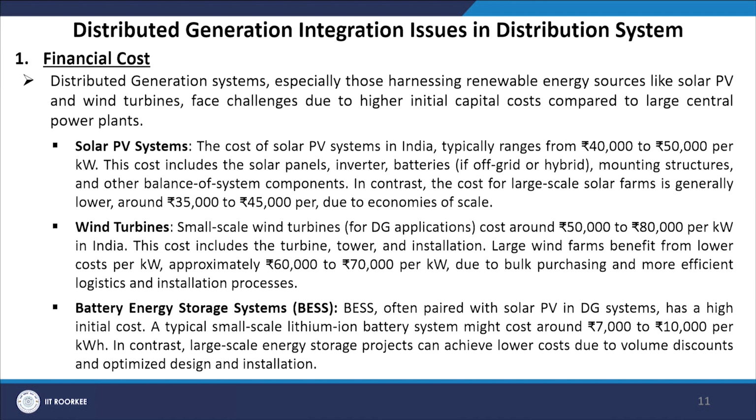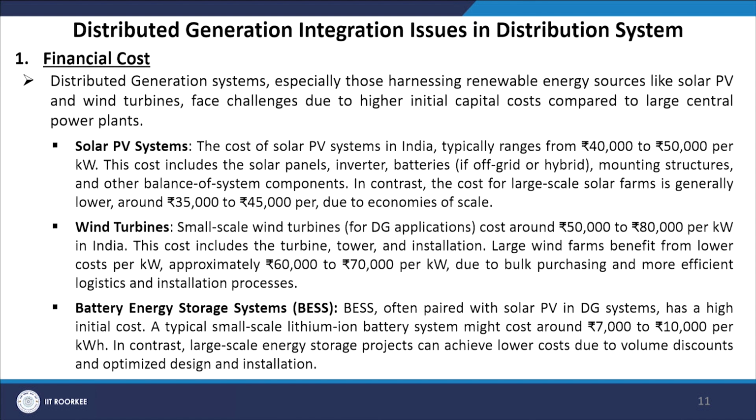Now, in case of battery energy storage system, that is BSS, often paired with solar PV in DG systems, because solar PV is quite unrealistic in its production, so we need to store at least 4 to 5 hours a day through a battery mechanism, which is a high initial cost. So if you combine battery and PV, then that is going to be very, very high in cost.